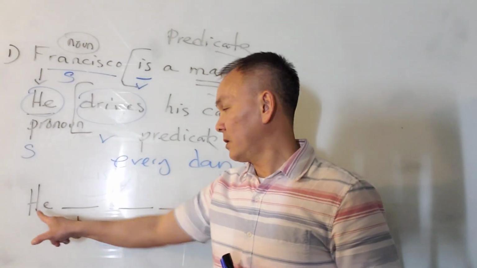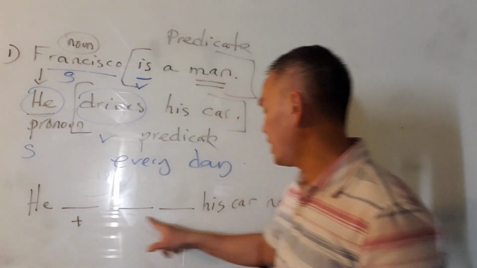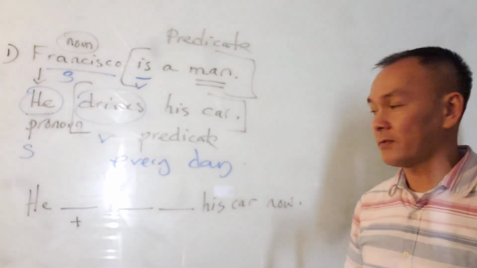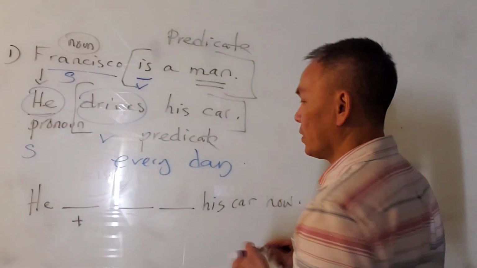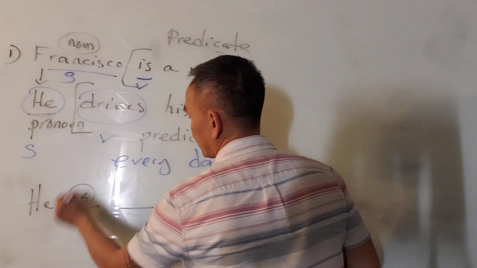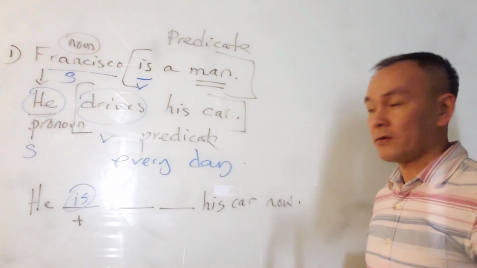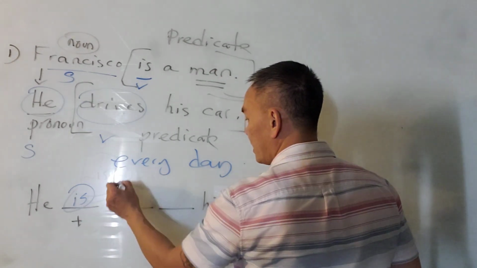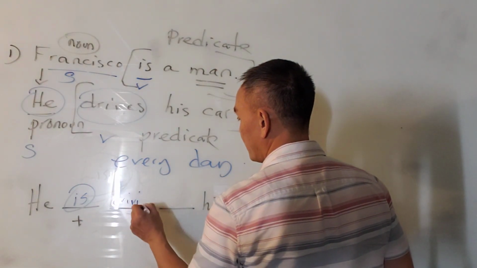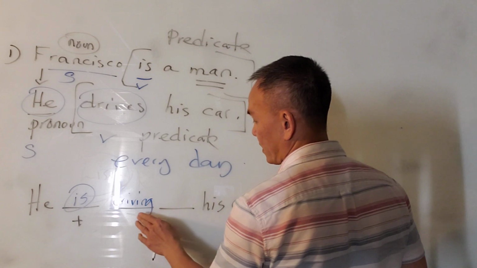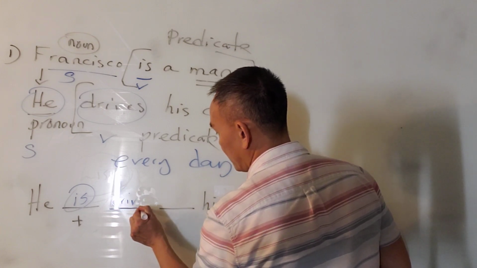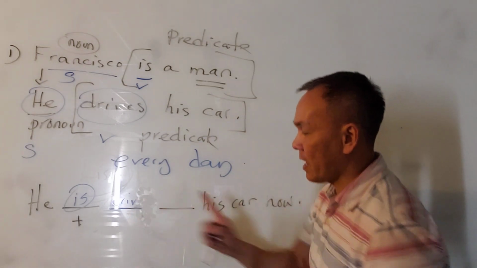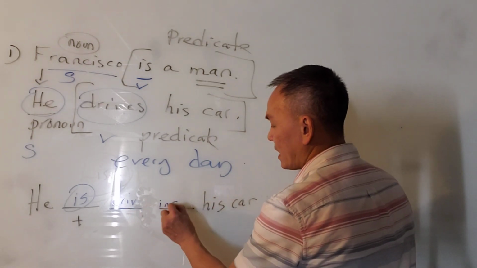He, we are going to change to present progressive. So because it's he, we will change to is. That is to be. So he is what? Driving. Okay? He is driving. See, he is drive. So then you need to put ing.